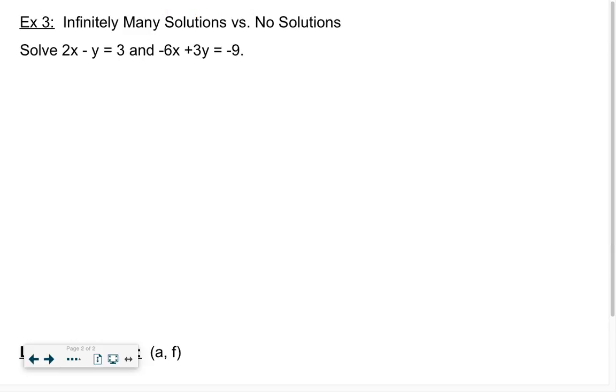Let's do one more. Infinitely many solutions versus no solutions. We can still have our 3 scenarios. So we got to be able to identify it here. 2x minus y is equal to 3. -6x plus 3y is equal to -9.